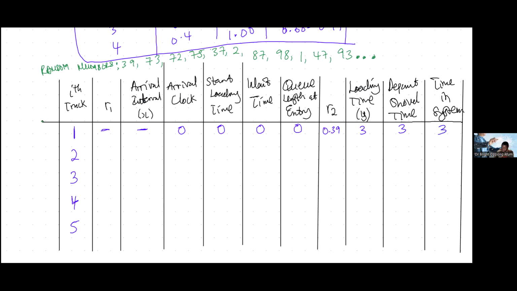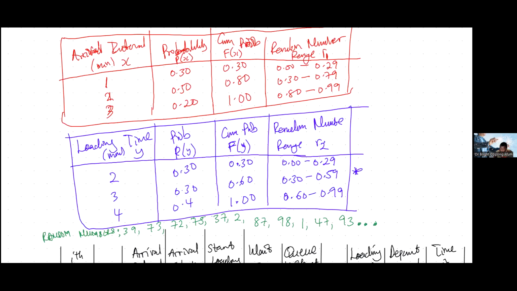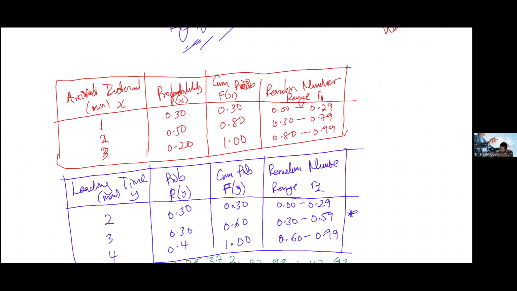So the next random number will be 73 divided by 100, which is 0.73. So what will be the simulated arrival time? So we'll come here, 0.73 is 2 minutes. So it's found here. That's 0.73, and the corresponding time is 2 minutes.